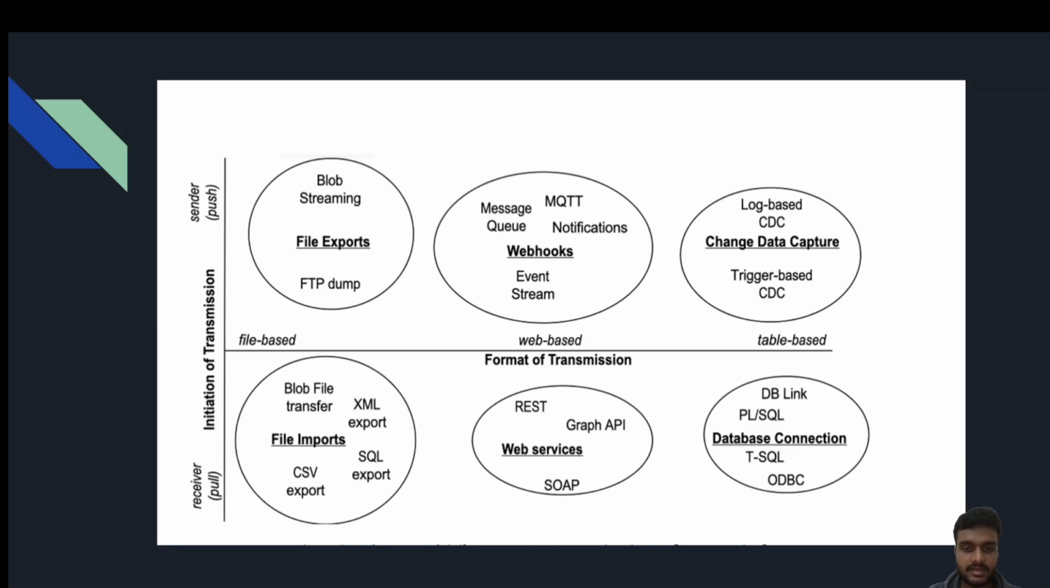This diagram categorizes data transmission methods between systems based on two factors: the initiation of transmission and the format of transmission. It distinguishes between sender-initiated and receiver-initiated transfers. Transmission formats are divided into file-based, web-based, and table-based approaches. File-based methods include exporting or importing data through file transfers like CSV exports, blob streaming, or FTP dumps. Web-based methods utilize modern technologies like REST APIs, webhooks, and event streams for data exchange. Table-based methods involve direct interaction between databases using techniques like change data capture or database connection through SQL or ODBC. The diagram illustrates the diverse ways data flows between systems depending on the architecture's needs.